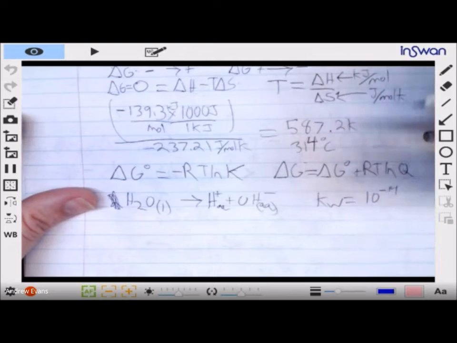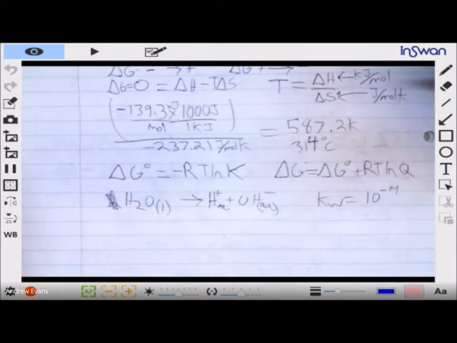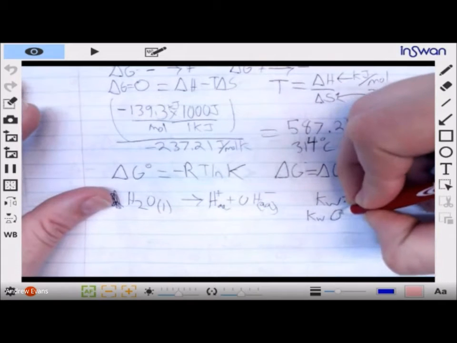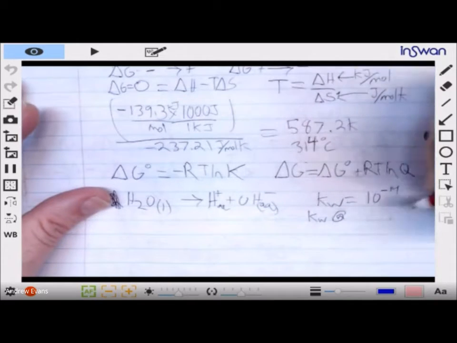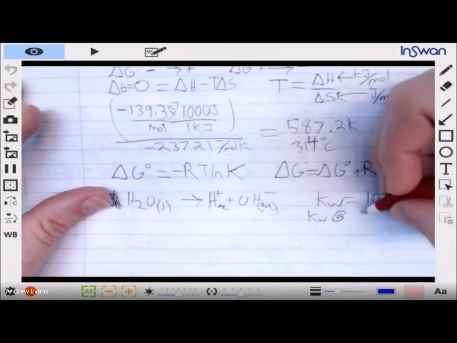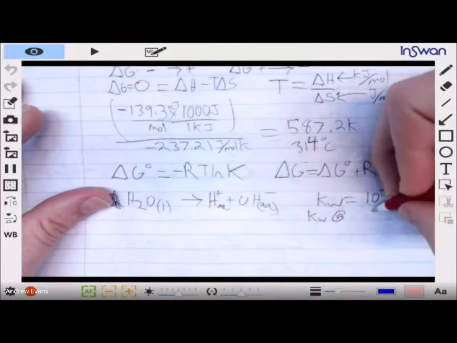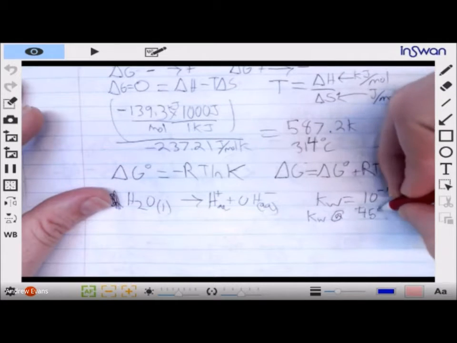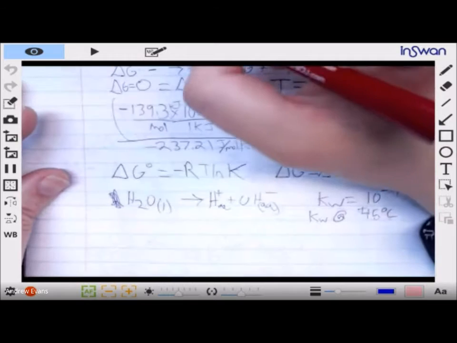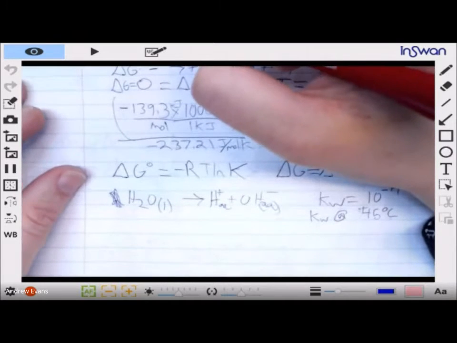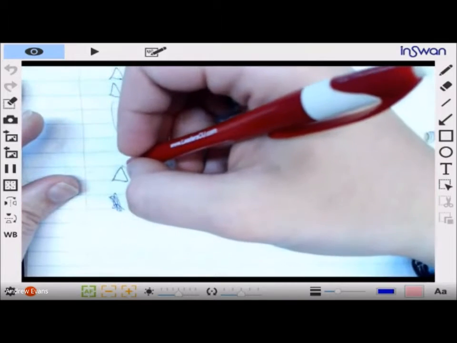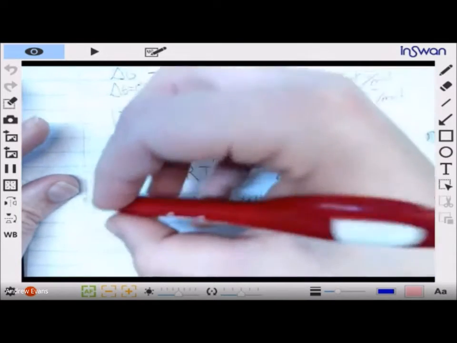Now, at 25 degrees, we learned that that's 10 to the negative 14. But maybe we want to find out what is the KW at, let's say, 45 degrees C. How does the KW change? For that matter, we have to find our delta G value. Delta G at 45.